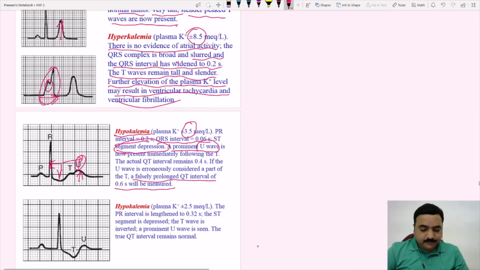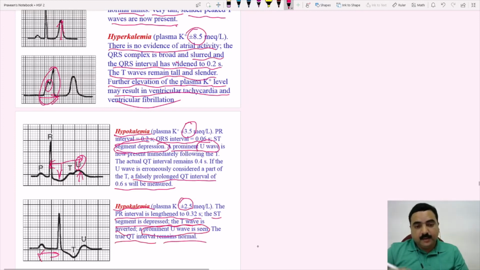When the hypokalemia becomes more severe and the plasma potassium level goes down to around 2.5, what happens? The PR interval is prolonged, lengthened to around 0.32. The QRS is not widened. The ST segment is depressed, the T wave is inverted, and a very prominent U wave is seen. The true QT interval still remains normal. So this is what happens in hypokalemia.